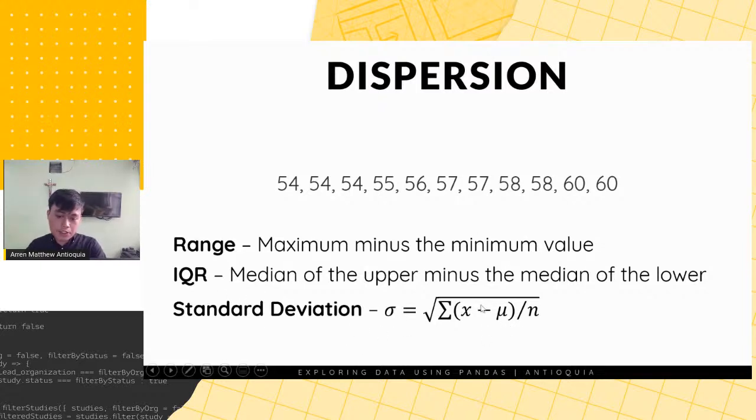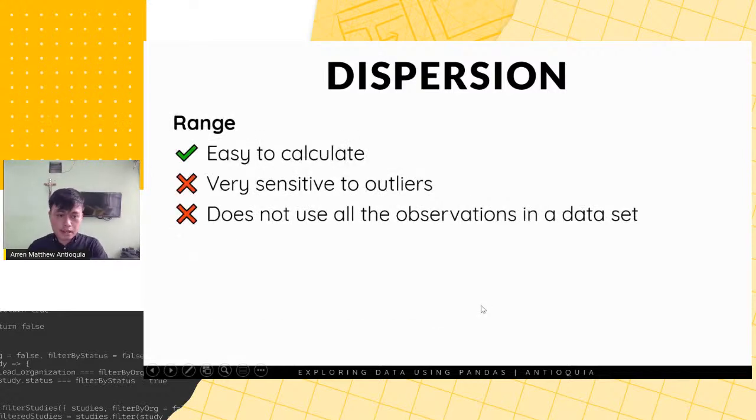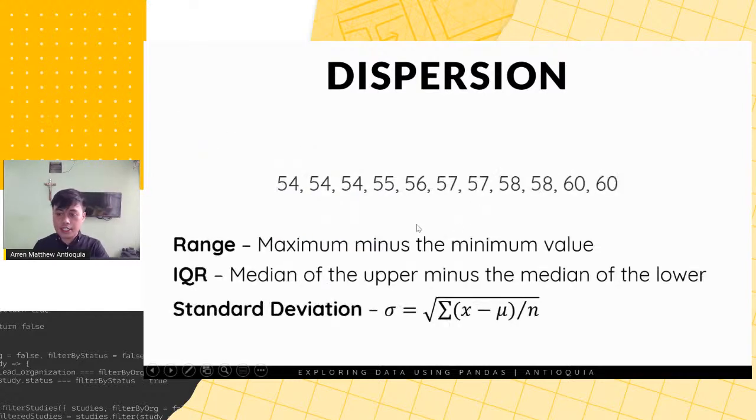I think this is the most or the more popular measure of dispersion. Range is very easy to calculate. You just subtract the minimum from the maximum. However, it's very sensitive to outliers and it does not use all of the observations in your data set.